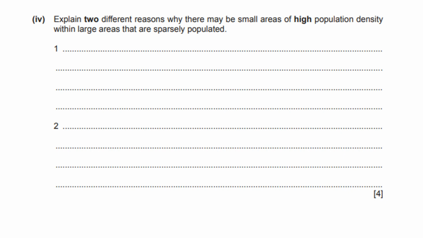So the question is, why will some areas have a high population density within a large area that is sparsely populated? Those areas might be spots that have water, or maybe minerals. If there is water there, people tend to cluster within that area because of the availability of water. If it is close to a road, people normally cluster in that area that has a good road network because of accessibility. So these are things you look at. Despite the area generally being sparsely populated, certain spots might be densely populated because of what is found within those regions.